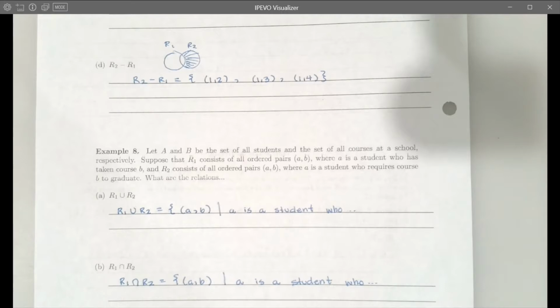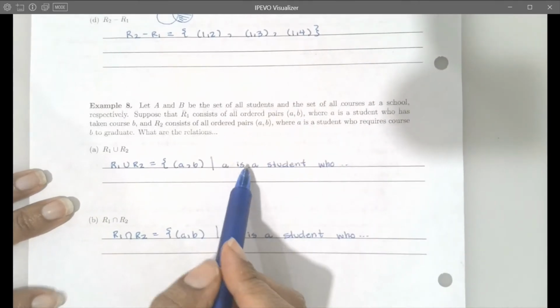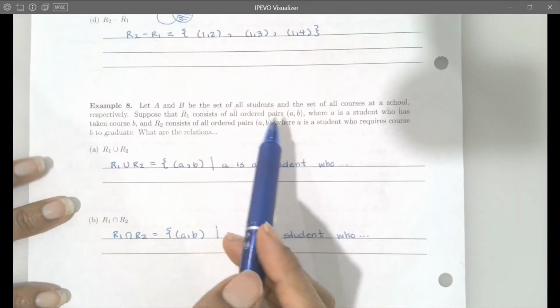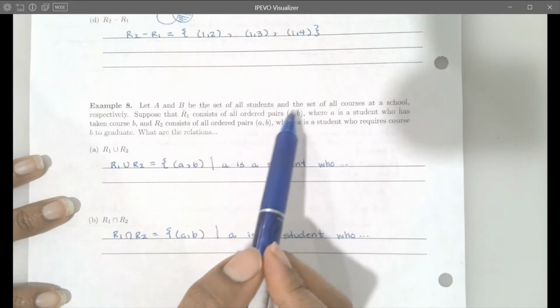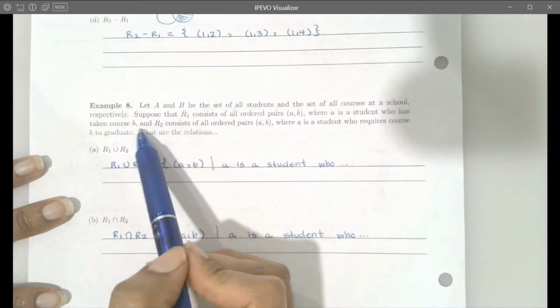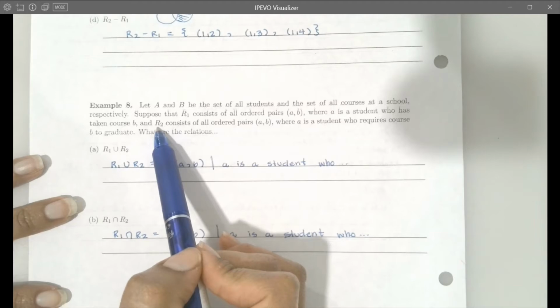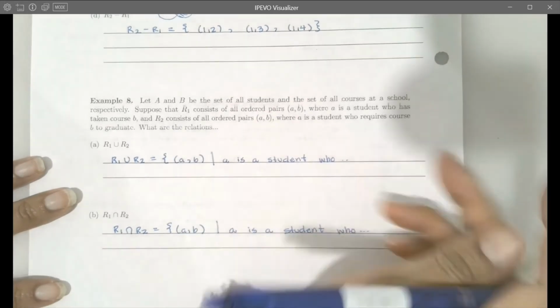What are the relations R1 union R2? Okay, so again, the union means that the element is found in either the first set, R1, or potentially the second set, or maybe in both. That would mean that it's going to consist of all ordered pairs where A is the student who has satisfied at least one, meaning they either have taken course B, and that means that they would be part of R1, or they have to take course B in order to graduate, so that means that they are a part of R2, or both. Okay, so we're going to write that.